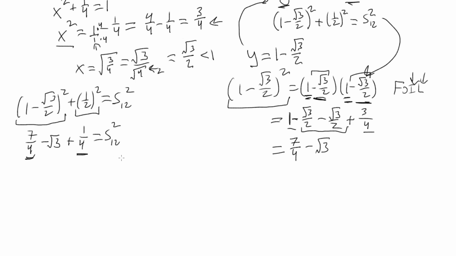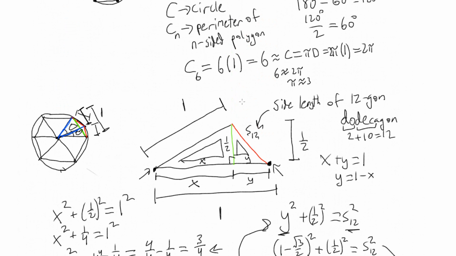So because they have the same denominator, when I add them, I can just add the numerators and keep the denominator the same. So we get 8 over 4. But 8 divided by 4 is 2. So what that tells us is that S12 squared is just 2 minus the square root of 3. So S12 is just the square root of 2 minus the square root of 3. So if we go back up to our diagram, we just found the length of one of these red edges.